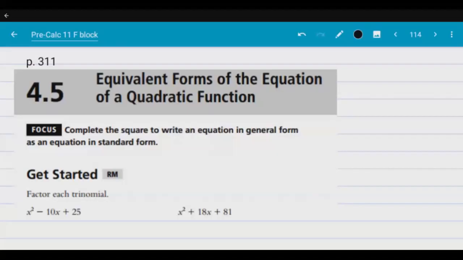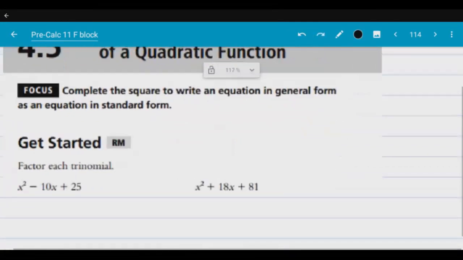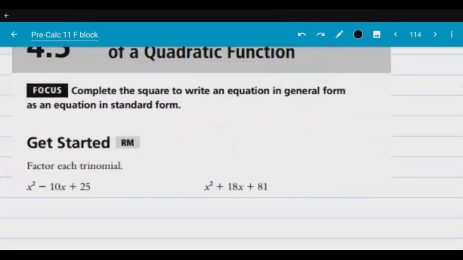All right. Hello, everyone. So this is the beginning of section 4.5 on page 311, equivalent forms of the equation of a quadratic function. So let's begin by looking at factoring this trinomial. And guys, at this time, I have certain expectations, and one of the expectations I have is as you look at this, you should already recognize it as a perfect square trinomial wherein the binomial, when you square it, that would give you that perfect square trinomial is x minus 5 squared.